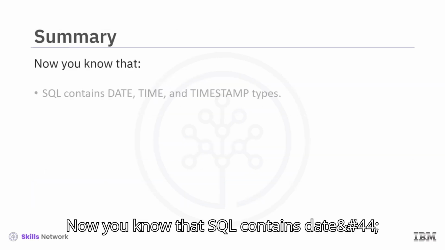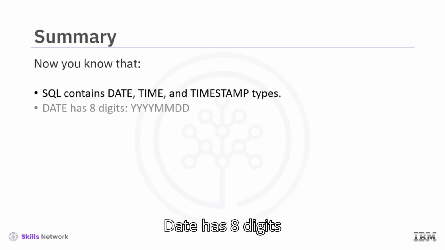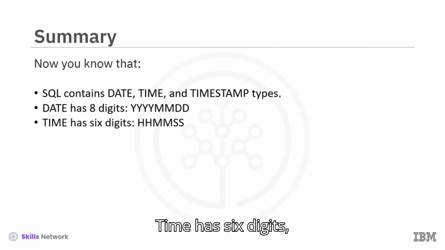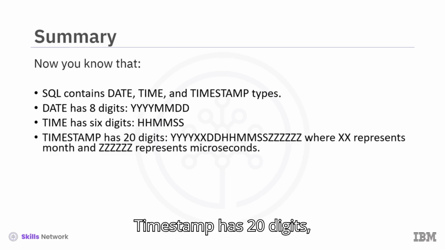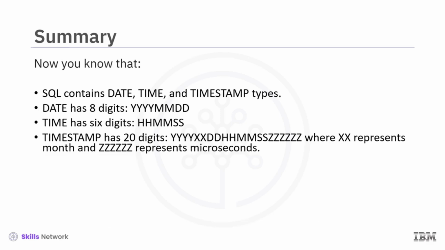Now you know that SQL contains date, time, and timestamp types. Date has 8 digits, YYYYMMDD. Time has 6 digits, HHMMSS. Timestamp has 20 digits, YYYYXXDDHHMMSSZZZZZZ, where XX represents month and Zs represent microseconds.